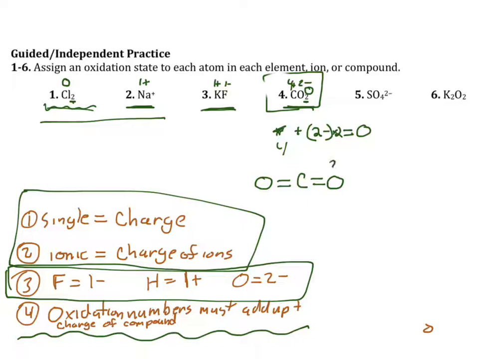We know that each oxygen is a 2 negative, so each one is a 2 negative. We know that the entire thing has an overall charge of 0, and so what must this be to make it an overall charge of 0? It must be a 4 positive.